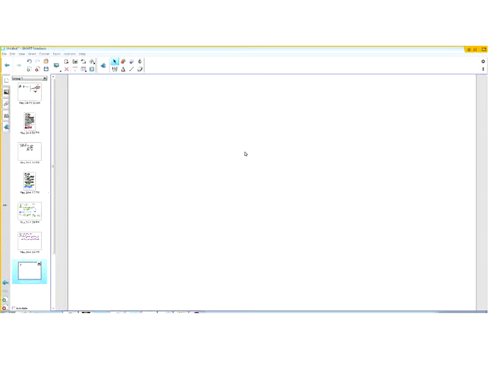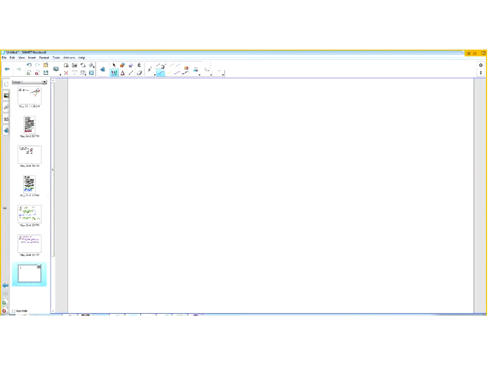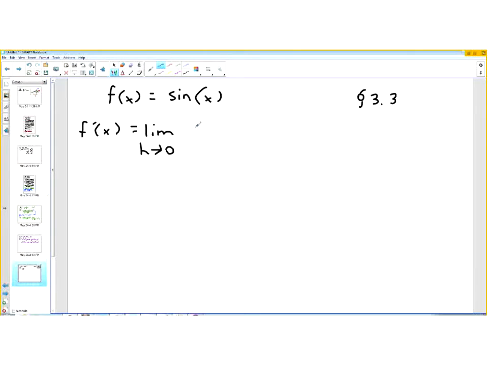How about we calculate the derivative of the sine function? So that's our objective. And by the way, this would be section 3.3 of your text. Okay, so this would be section 3.3. All right, so to calculate the derivative of the sine function, we use the fundamental definition, the limit of the difference quotient.